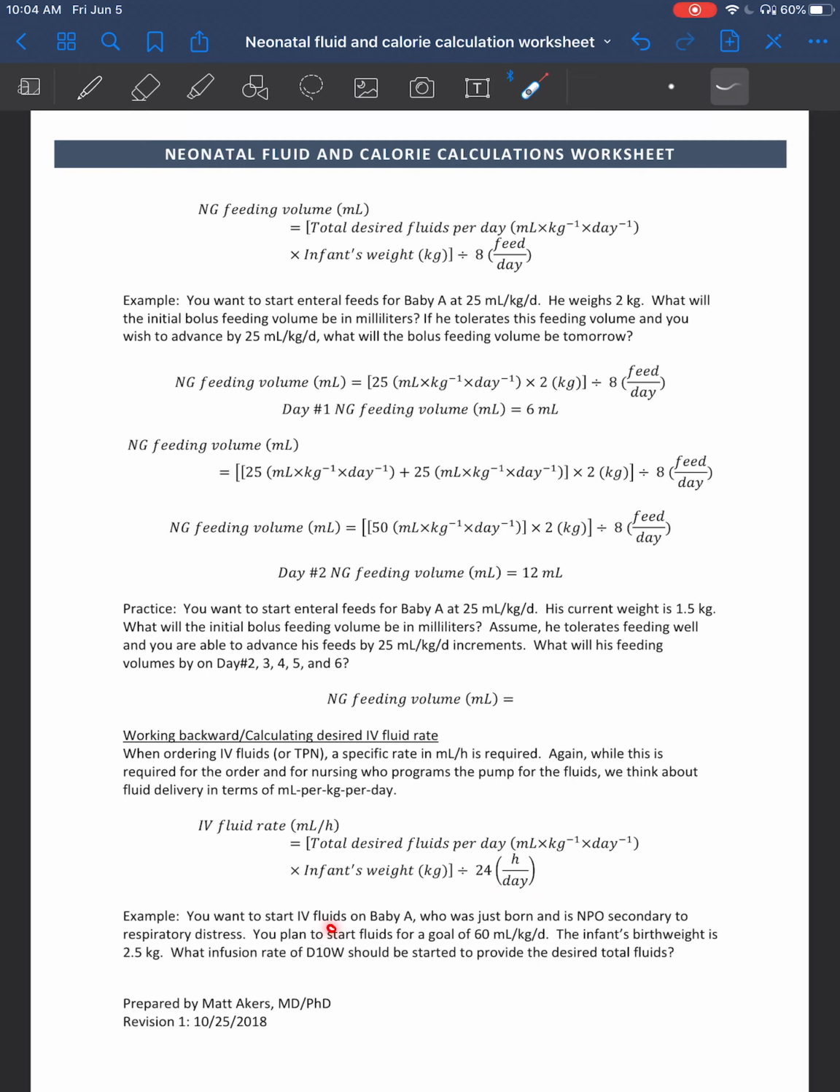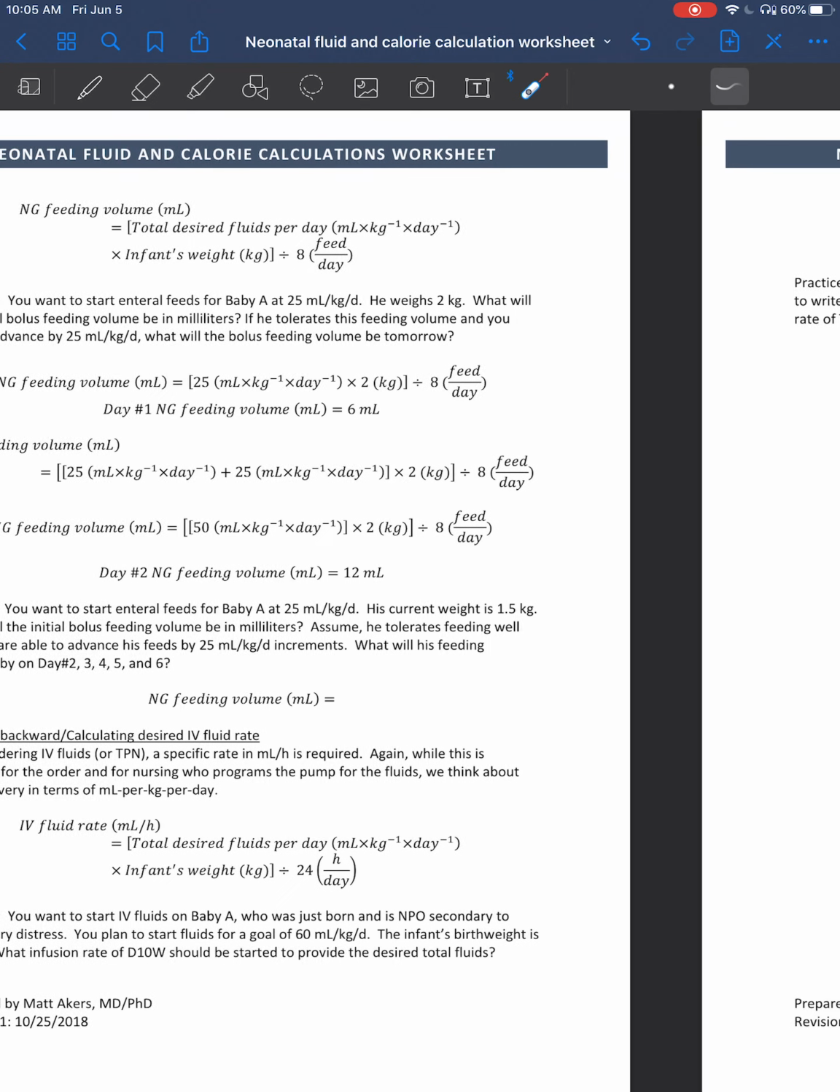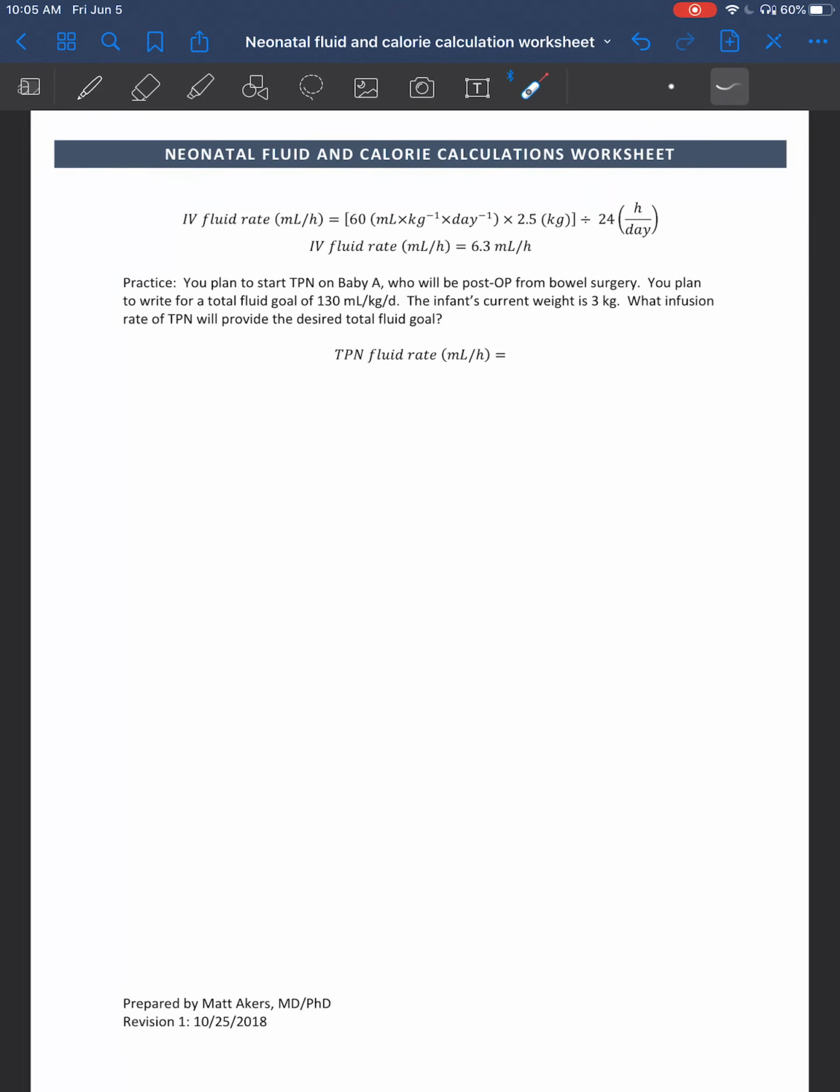So let's look at this example. You want to start IV fluids on baby A, who was just born and is NPO secondary to respiratory distress. We want to start those fluids at 60 milliliters per kilogram per day. The infant's birth weight is 2.5 kilograms. What infusion rate of D10 are we going to start to provide the total fluids? Here we take 60 milliliters per kilogram per day, multiply by the infant's birth weight of 2.5 kilograms, divide by 24. This gives us an IV fluid rate of 6.3 milliliters per hour.